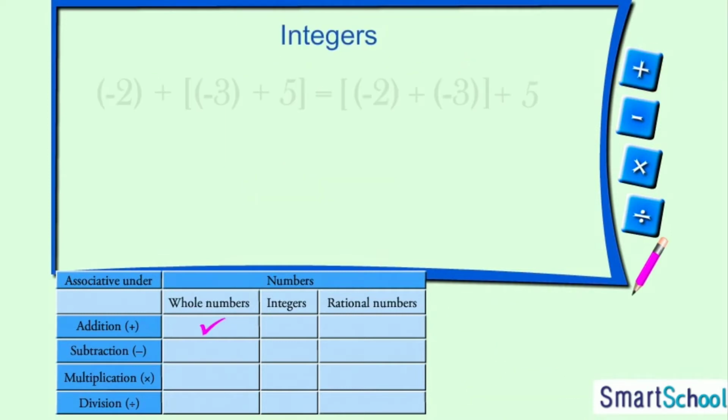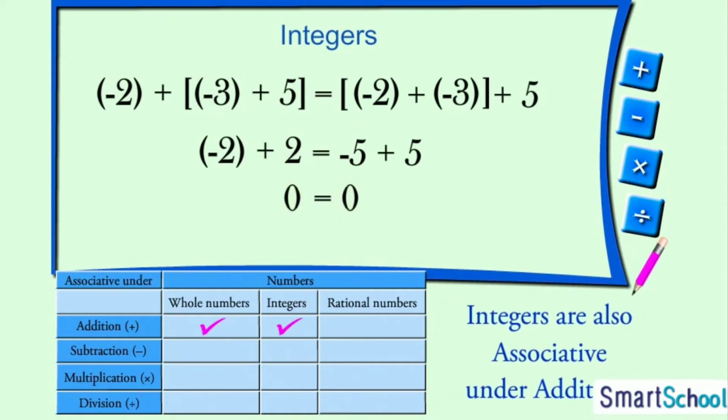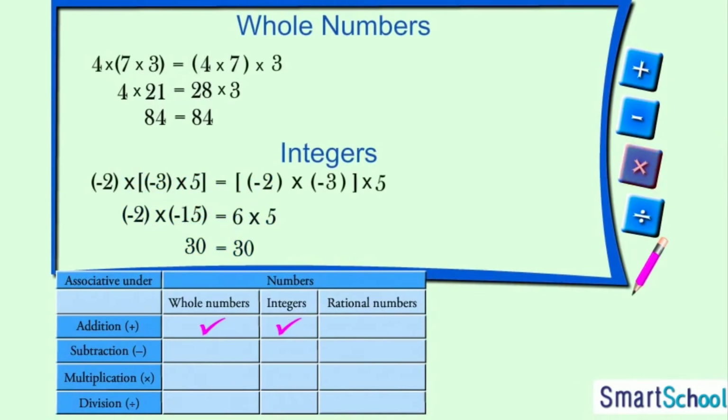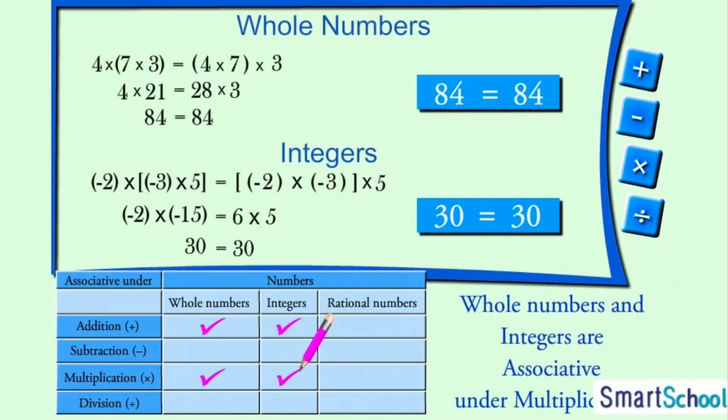Now taking integers, we see the same condition, that is, the result is same in both the cases. So, this implies that integers are also associative under addition. Let us check associative property under multiplication of whole numbers and integers. We see that on changing the order, there is no change in the result. This implies that whole numbers and integers are associative under multiplication.